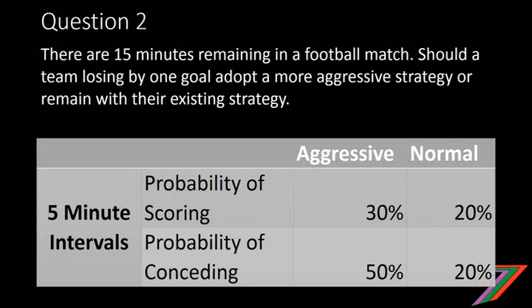So this team is obviously a better goal scoring team, but the chance of conceding goals is also higher as well, which is 20% with the normal strategy and as high as 50% at each 5-minute interval with the aggressive strategy. So given these new numbers, what is the percentage chance of winning or drawing under both strategies, and which strategy would you recommend that this team takes? I suggest you pause the video for a few minutes to think about it, and then we'll go to the answers in a moment.